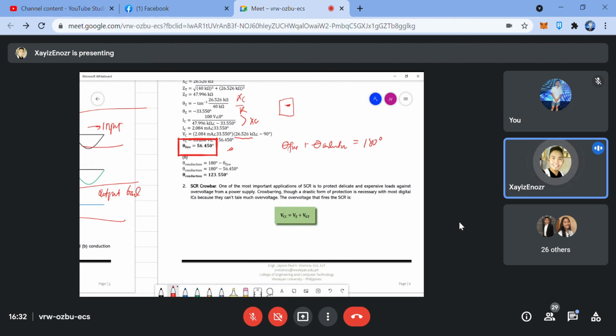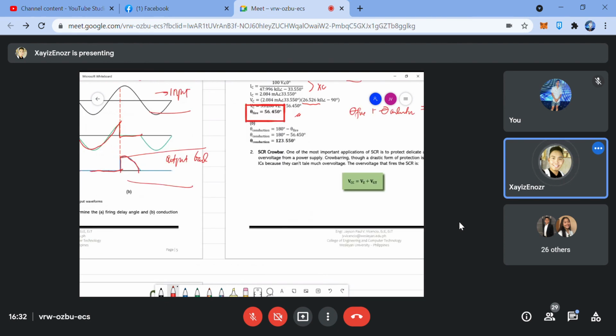So next na classic application ng SCR is yung tinatawag na SCR crowbar. Ano ba yung tinatawag na SCR crowbar or yung tinatawag na crowbar? So one of the most important applications of SCR is to protect delicate and expensive loads against overvoltage from a power supply. Crowbarring, a drastic form of protection, is necessary with most digital ICs because they cannot take much overvoltage. The overvoltage that fires the SCR is VCC = VZ + VGT.